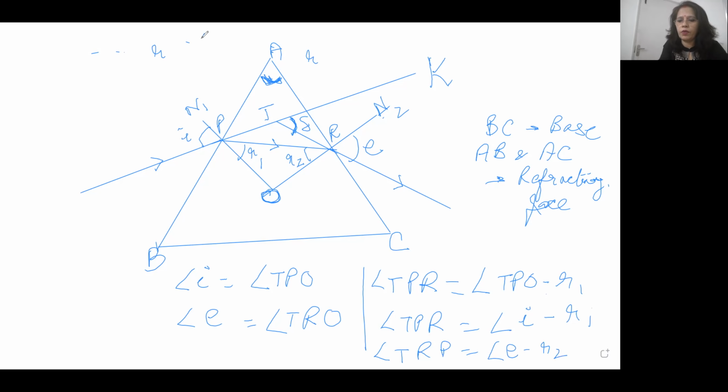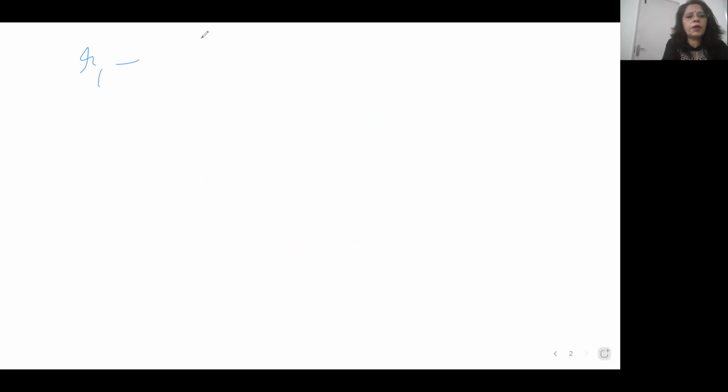So we are getting two equations. One is angle TPR is equal to angle I minus R1, and second is angle TRP is equal to angle E minus R2. Now we have to put these values. In this triangle POR, R1 plus R2 plus angle O, all these angles will sum to 180 degrees.